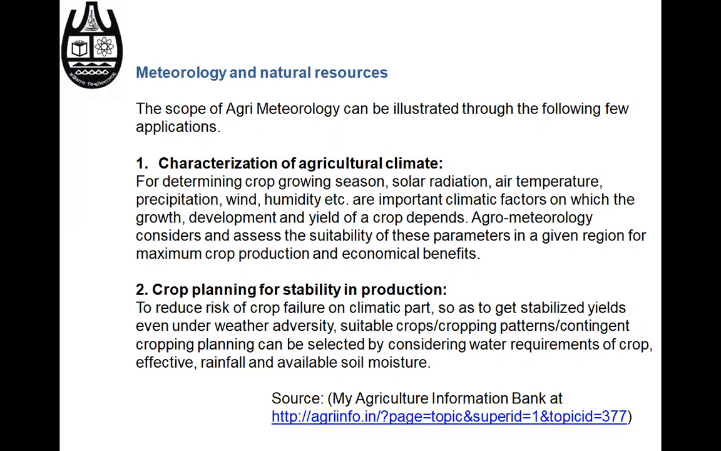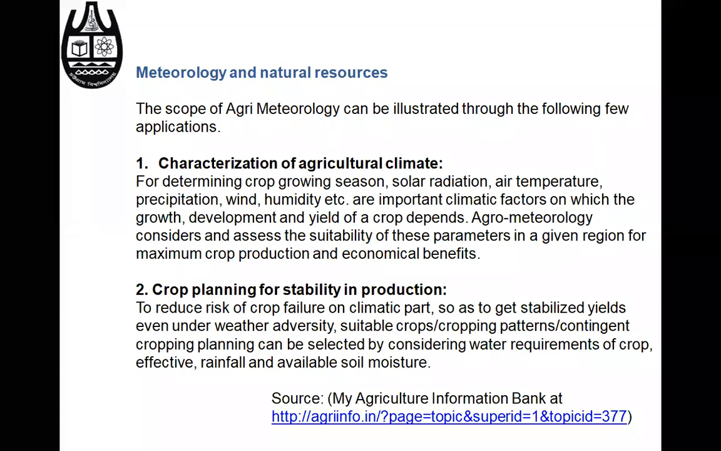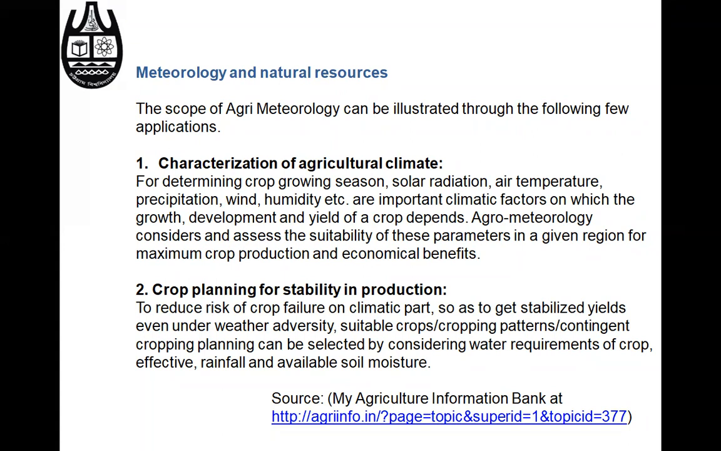Why don't we go for the other types of crops? If you go for other types of crops, maybe those crops will not survive here, or it might be possible for them to survive, but you will not get the maximum economic benefits from those particular agricultural crops.